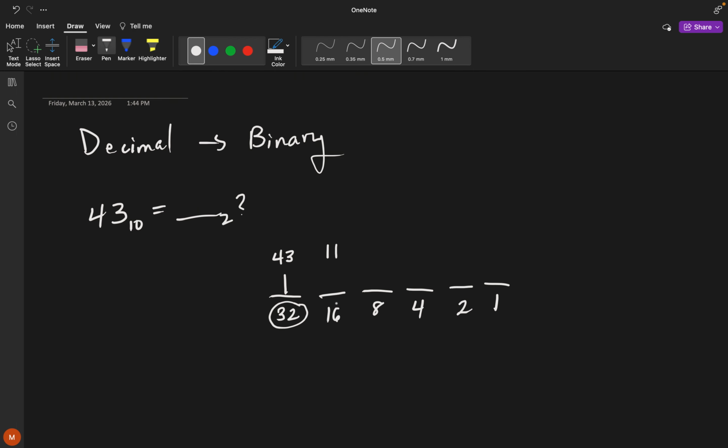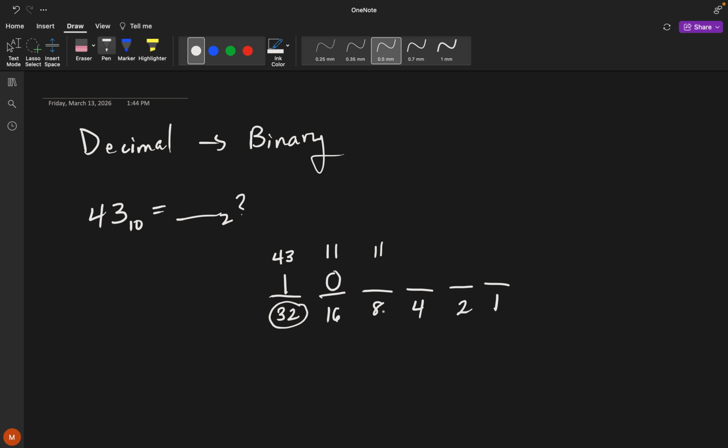Do I need 16 to make 11? In other words, is 16 less than or equal to 11? And it is not. So I'm going to put 0. And I didn't use this place, so I didn't subtract anything from what's left to convert. So I'm going to continue with 11 here.